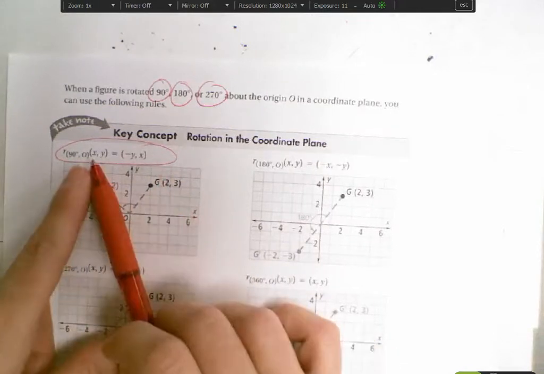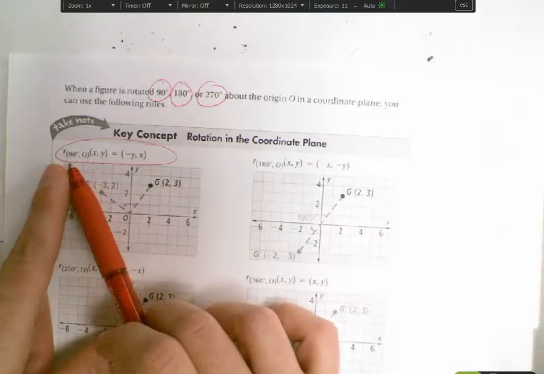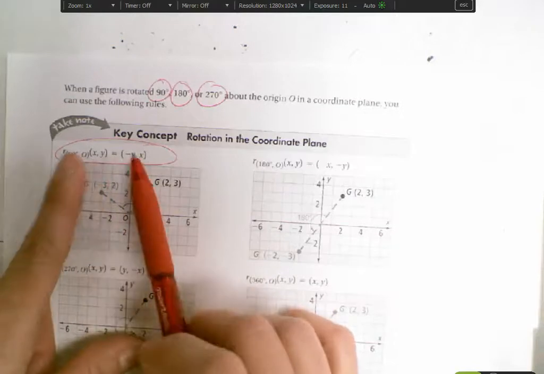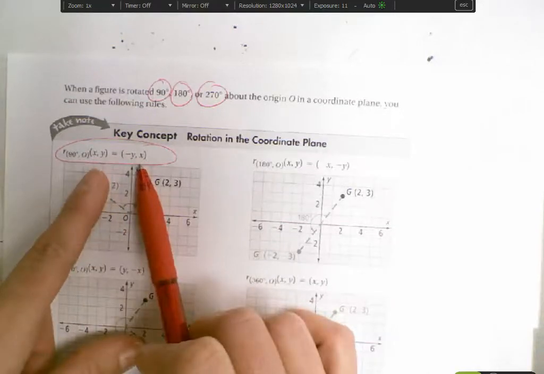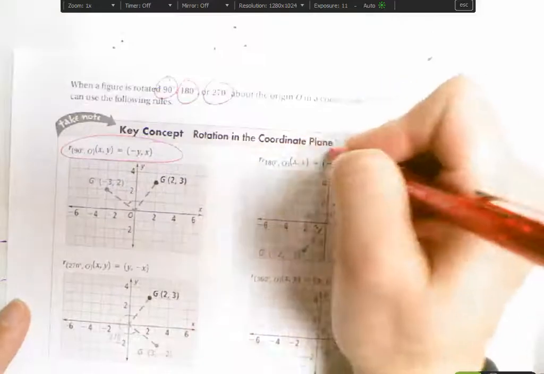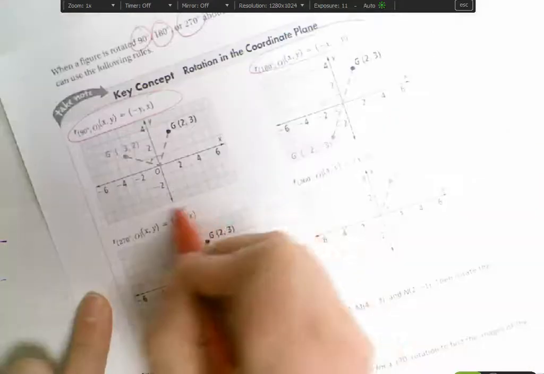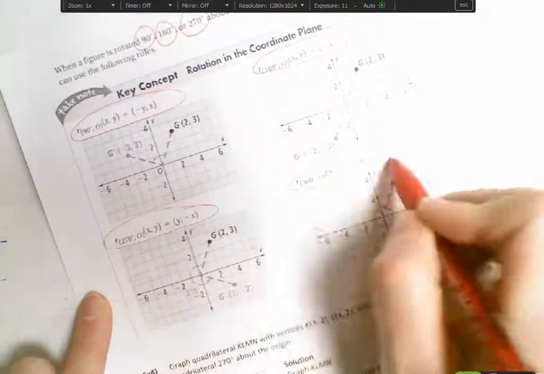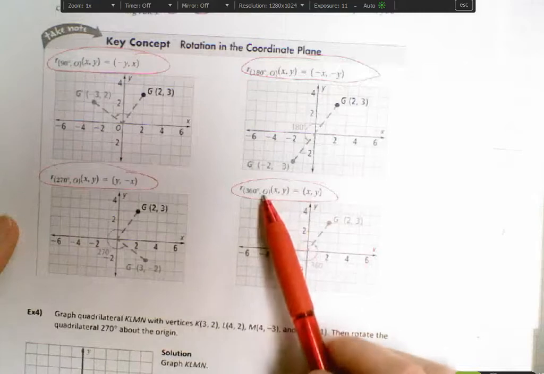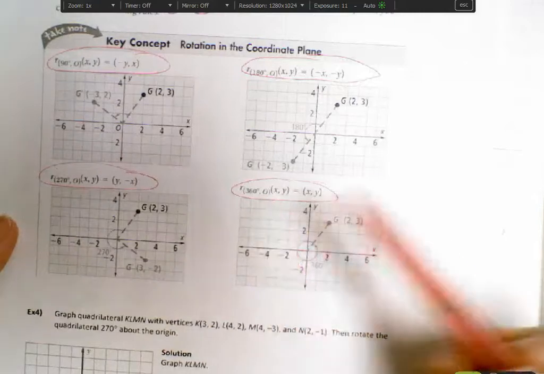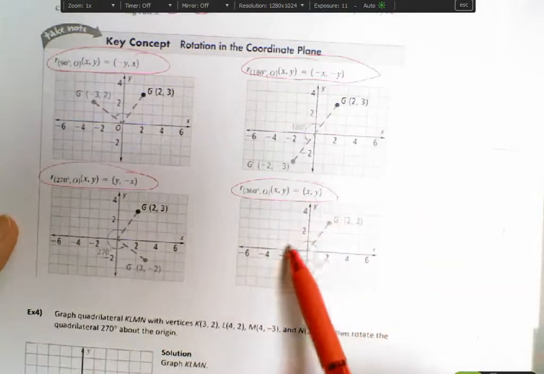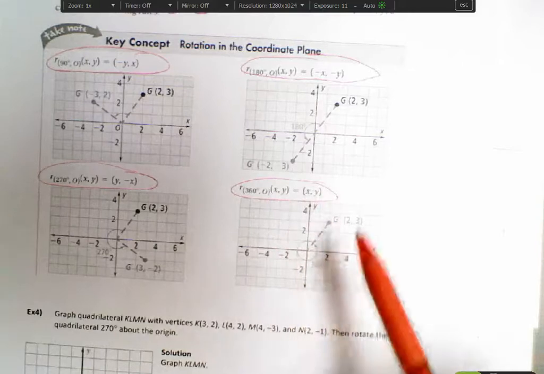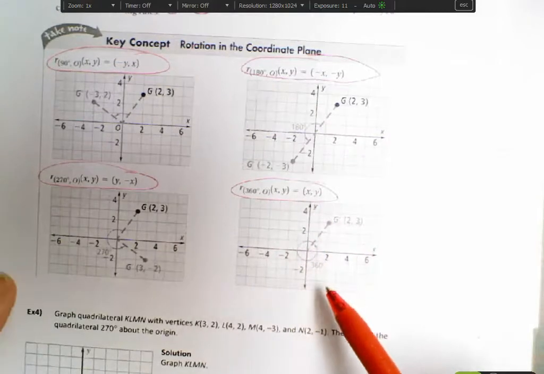But what helps is this mapping for this specific value of rotation makes our life a lot easier. So we've got one for 90 degrees, we've got one for 180 degrees, this one's for 270, and this is for 360. Well, if I rotate a figure around 360, where am I going to end up being? So 360 is all the way around. So I'm going to end up right back where my image and my pre-image are the same figure.